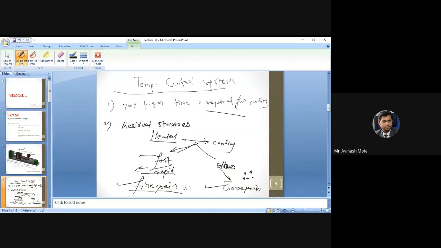What happens when you cool the material slowly? The material will get time to relax. In simple language, when you cool any material slowly, it will try to relax. Stress and relaxation are opposite to each other. Whenever the material has good time to relax, stresses will not be there. That means if the cooling rate is slow, residual stresses will not be there.